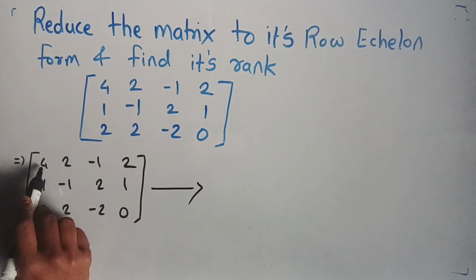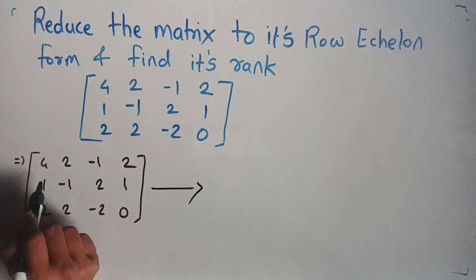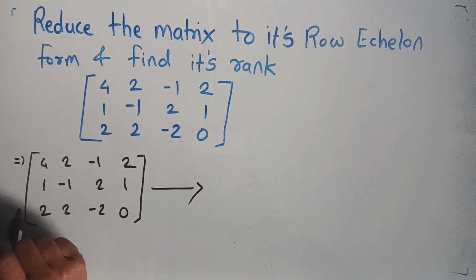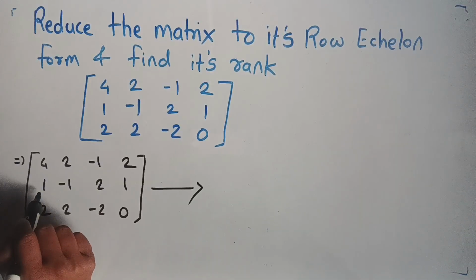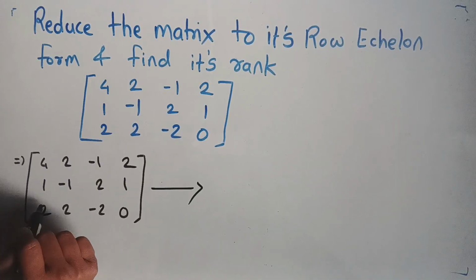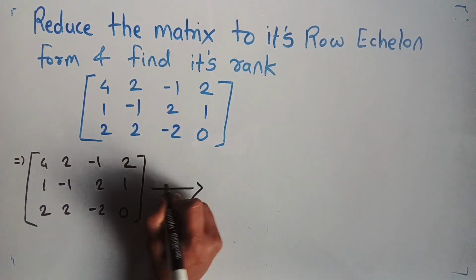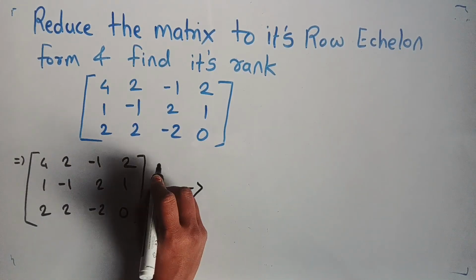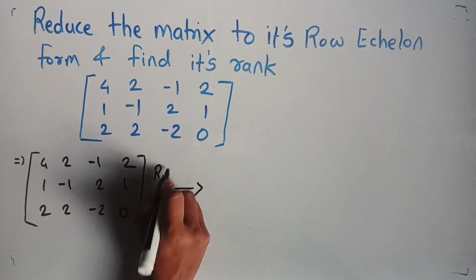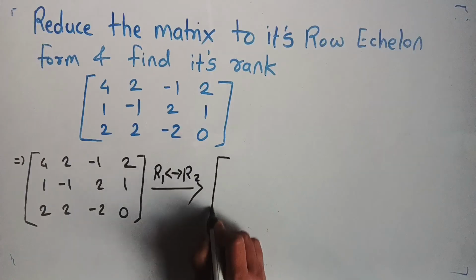जर ही पहिली एंट्री 1 असेल तर आपल्याला एलिमेंटरी ऑपरेशन्स करताना जास्त फ्रॅक्शन्समध्ये कन्वर्ट करायची गरज नाही आहे. विदाउट फ्रॅक्शन्स वी कॅन मेक द बिलो डायगोनल एंट्रीज 0. ओके, so interchange first row with the second row. So R1 interchanged with R2. This is the operation.